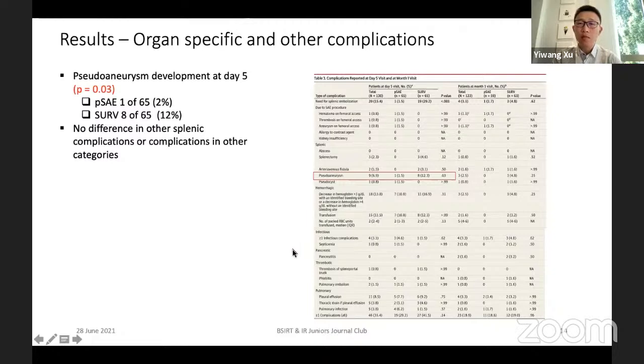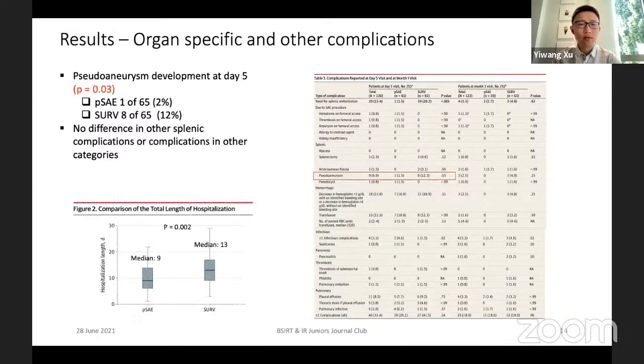And for organ-specific complications, the only one that jumps out is pseudoaneurysm, which is significantly higher in the surveillance and then embolization group. Interestingly, none of the groups developed splenic abscesses. And there are no other significant complications specific to the spleen otherwise. The hospital stay is much shorter for the prophylactic group, as you can see. And one might argue that the shorter stay might also reduce the complications, particularly in the COVID-roaming world.